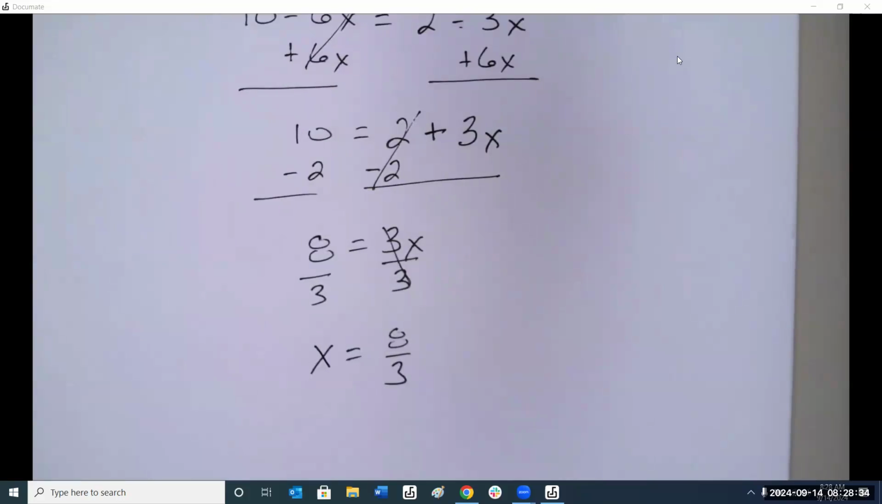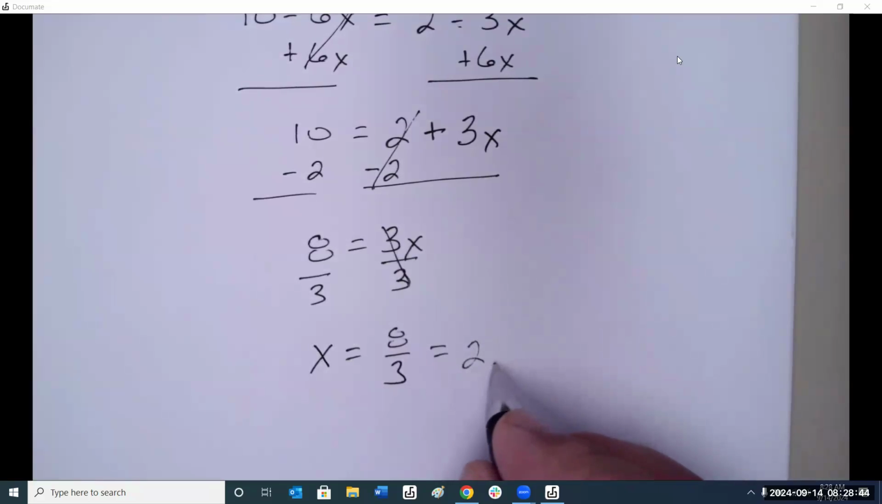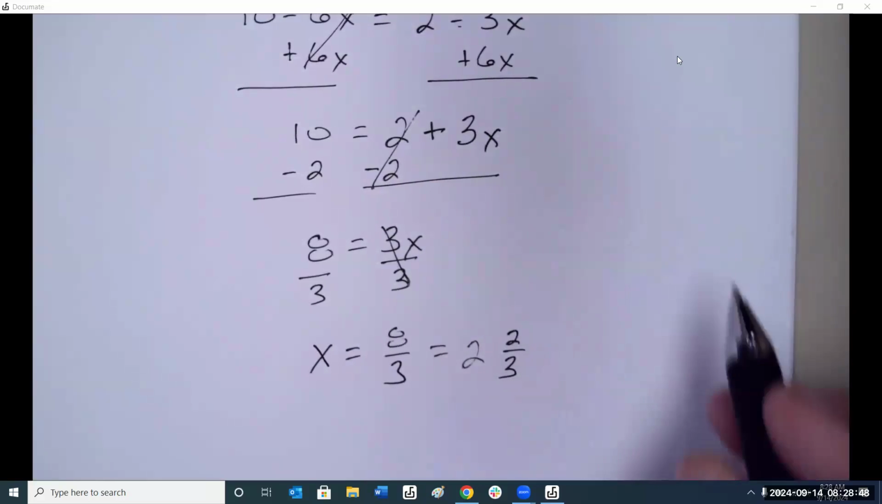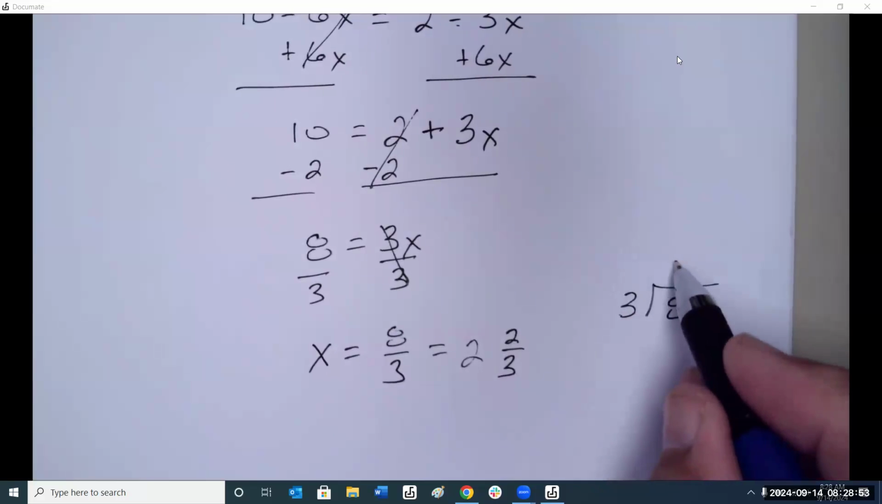The computer will take that as an answer, but common convention in mathematics says no. It's improper. Keep on going. How many times does 3 go into 8, with how many left over? The way you do it is 3 goes into 8 2 times.